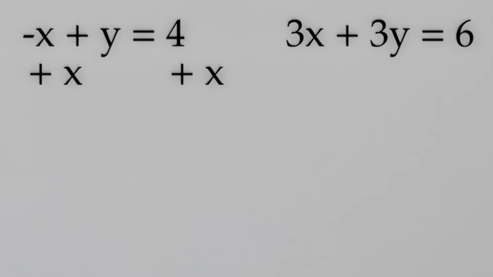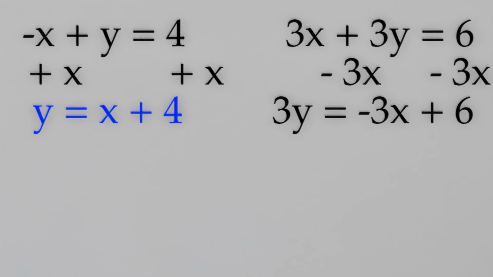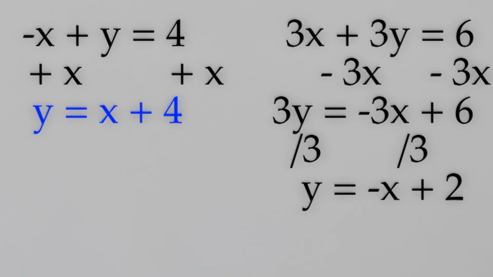Adding x to both sides of our first equation gives us y equals x plus 4. Subtracting 3x from both sides of our second equation gives us 3y equals negative 3x plus 6. Dividing by 3 on both sides gives us y equals negative x plus 2.